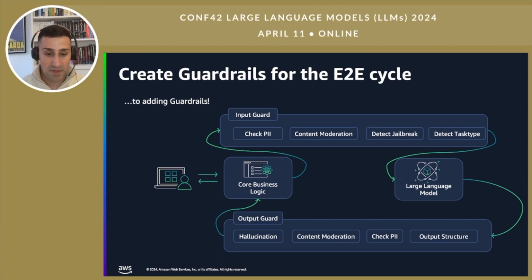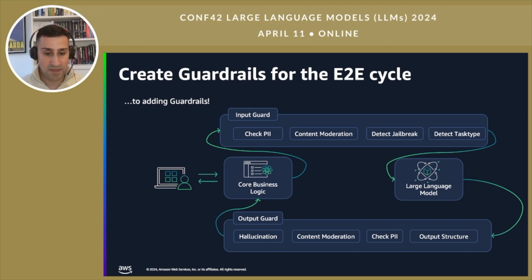Now inside the input guard, we check for multiple things. So we check for PII. We will look into content moderation to detect toxicity. We will also have measures in place to detect if a user is trying to apply jailbreak mechanisms to bypass our instructions. And we will also ideally have a task type detector.